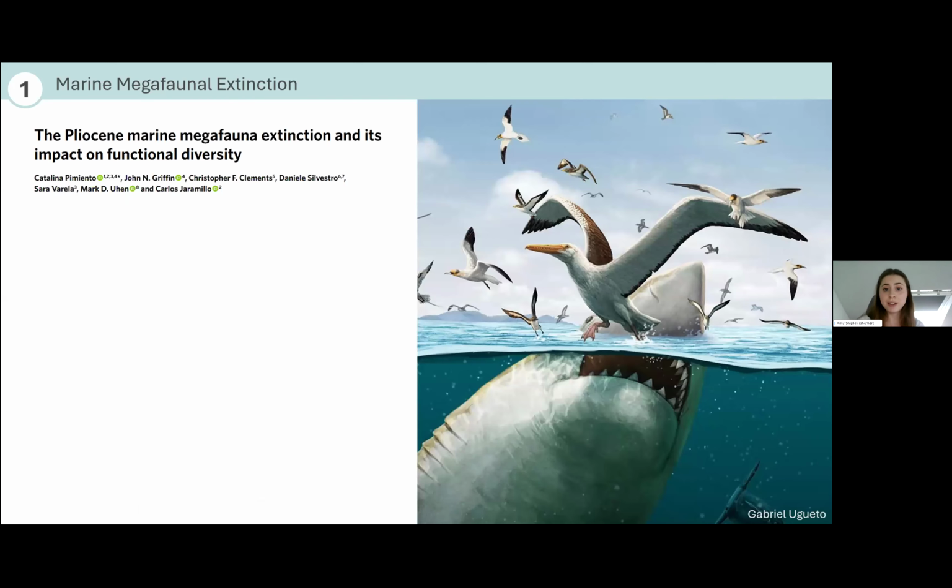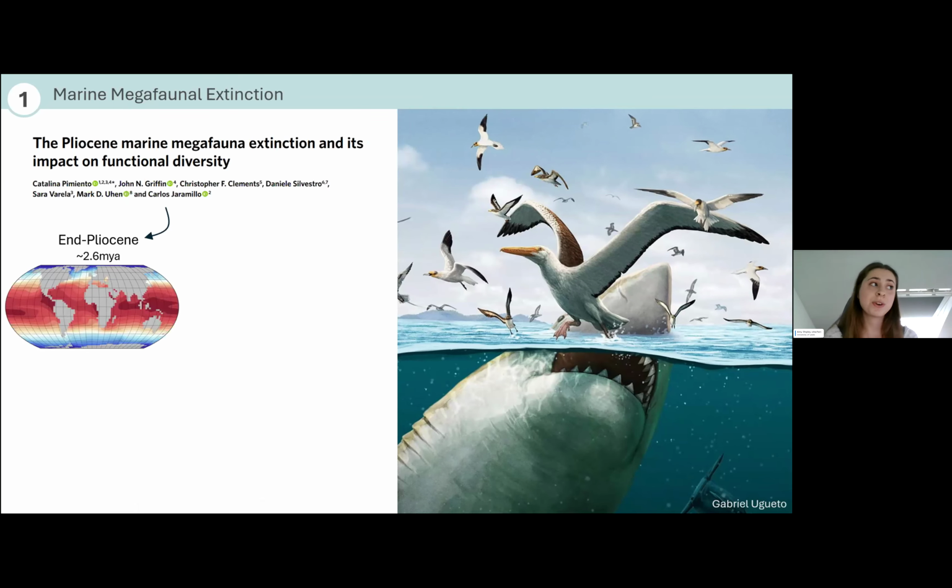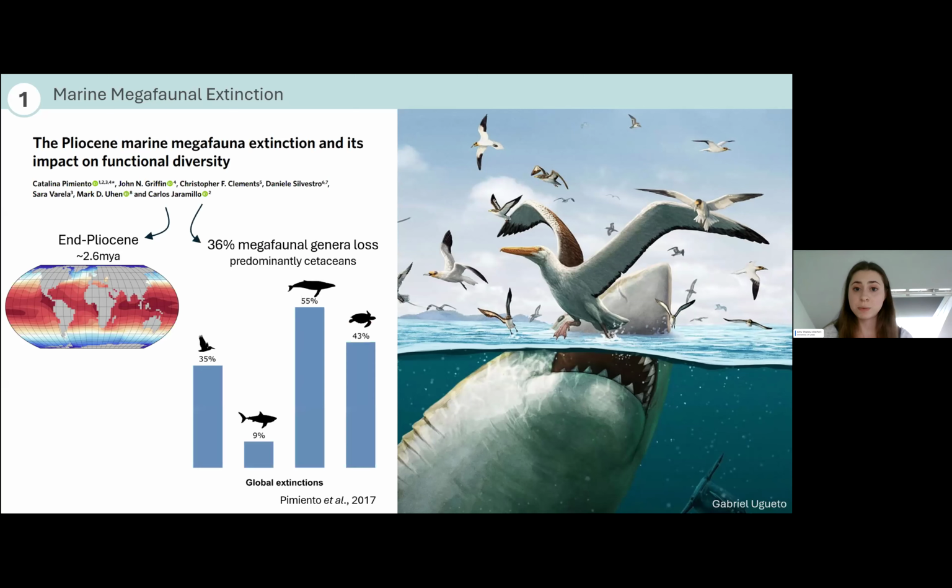To address this question, I've been looking at a Pliocene marine megafaunal extinction event, which happens at the very end of the Pliocene, around 2.6 million years ago. It's really interesting because as far as we can tell, this doesn't really seem to impact any other group. We only see losses in marine megafauna, with around 36% of all marine megafaunal genera going extinct globally. This is quite unusual for extinction events. The proportion of megafauna loss that we see is very similar to the proportion that are currently at risk of extinction, so it makes it a really great analog. During this extinction, it was predominantly cetaceans that went extinct, but it also included the giant shark Otodus megalodon, which was the apex predator at the time.